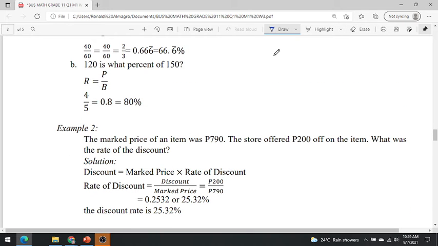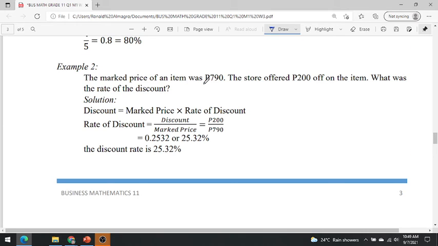So next, in our example 2, the marked price of an item is 790 pesos. The store offered 200 pesos off on the item. What was the rate of the discount? Student, the marked price, or original price, is 790 pesos. Then it was offered 200 pesos off. So 790 minus 200 gives us 590 pesos. Right? The item was taken off by 200, so the price to pay is 590.